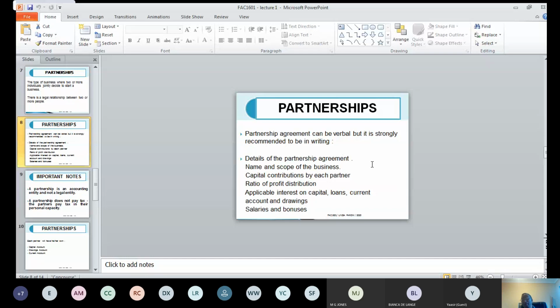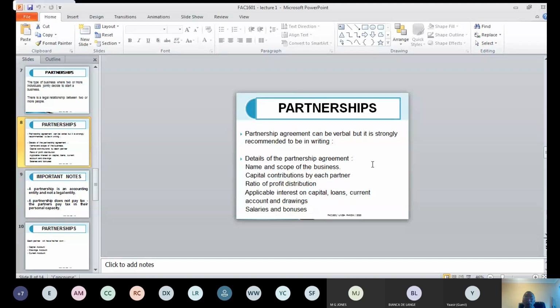Partnerships. Remember now, a partnership agreement between the two or more partners can be verbal, since that verbal agreement is also valid in a court of law. However, it is strongly recommended that the partnership agreement be put down in writing, just to avoid problems if the partnership is not going well in a few years' time, or there are some disagreements. That is why it's always advisable to have this partnership agreement in writing.